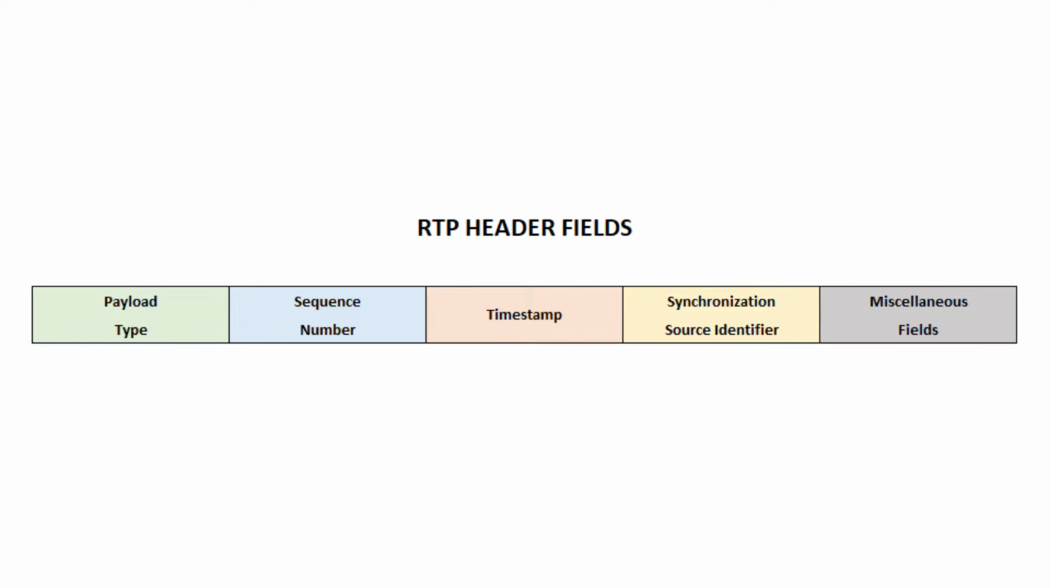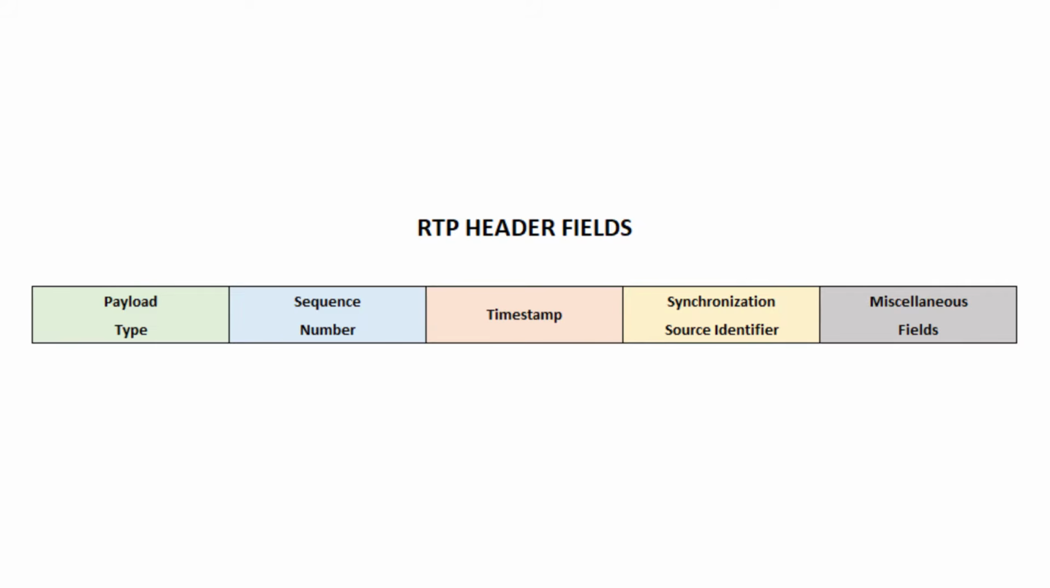Timestamp field. The timestamp field is 32 bytes long. It reflects the sampling instant of the first byte in the RTP data packet. As we saw in the previous section, the receiver can use the timestamps in order to remove packet jitter introduced in the network and to provide synchronous playout at the receiver. The timestamp is derived from a sampling clock at the sender.